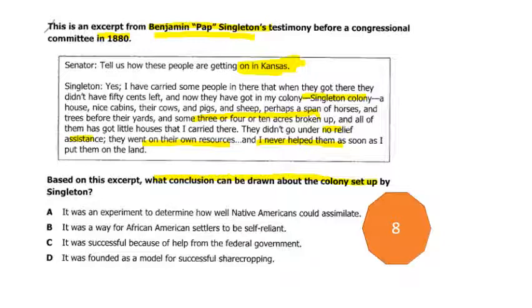And if you know your vocab, remember Benjamin Pap Singleton was a former Southern slave who helped African Americans leave the prejudiced South to go west for land, for cheap land to farm. So we know if we can draw these conclusions or just use the source, we see Kansas own resources. We should be able to draw some sort of conclusion that they were self-reliant settlers.